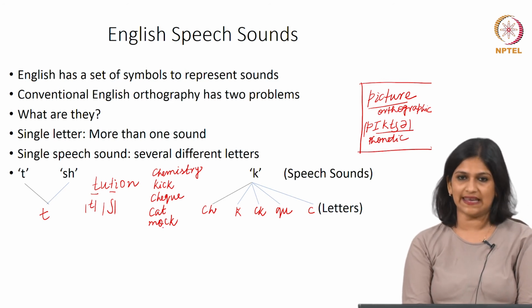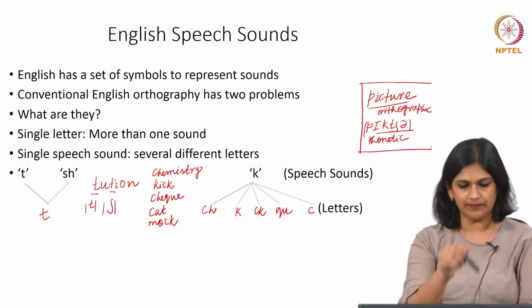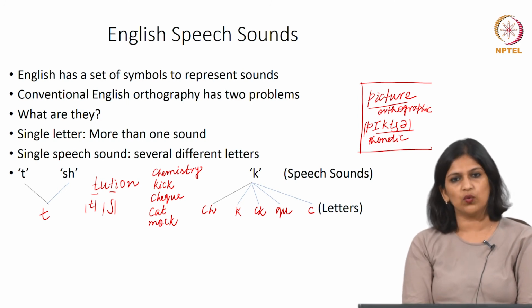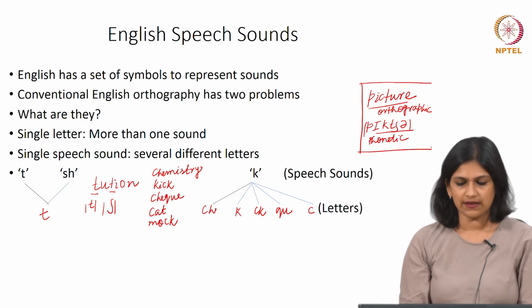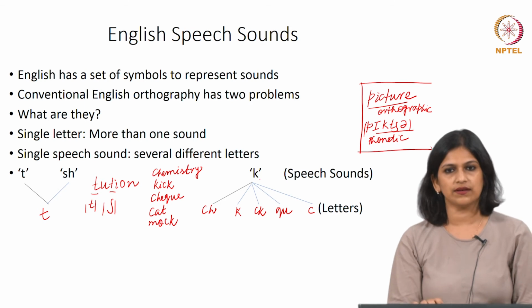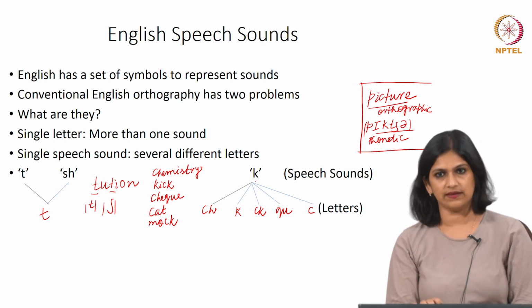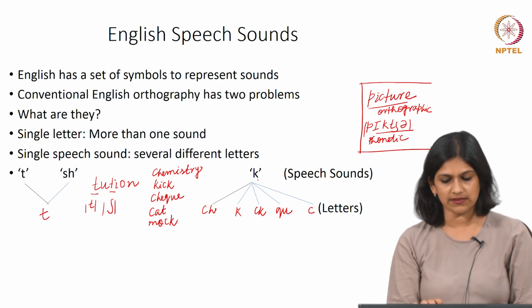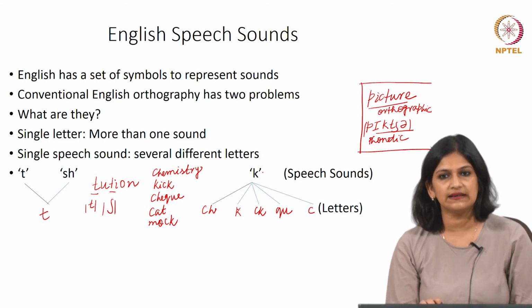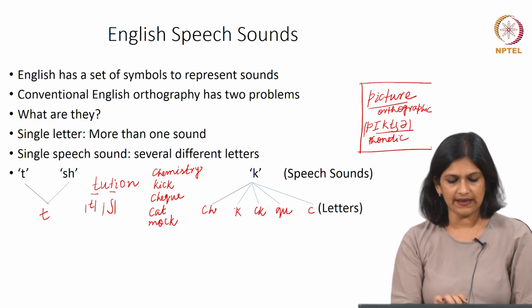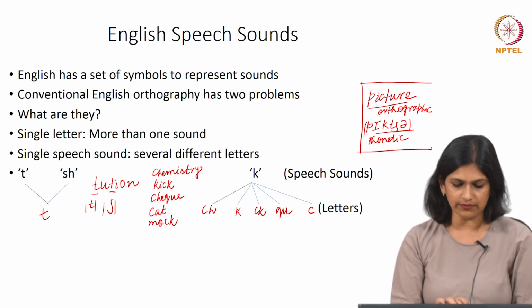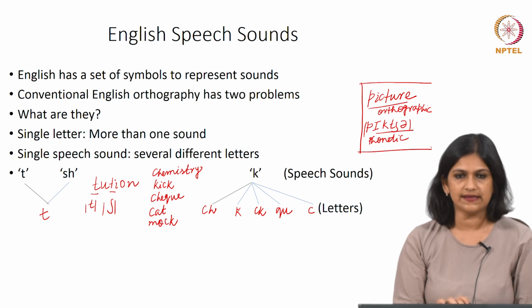So in mock also CK, that also we have already considered in the word kick. So chemistry, kick, check, cat. Now the K sound, the speech sound K, can be represented orthographically, right. The phonetic representation of K can be orthographically represented as CH as in chemistry, as K as in kick, as CK as in mock, as QU as in check, and as C as in cat.